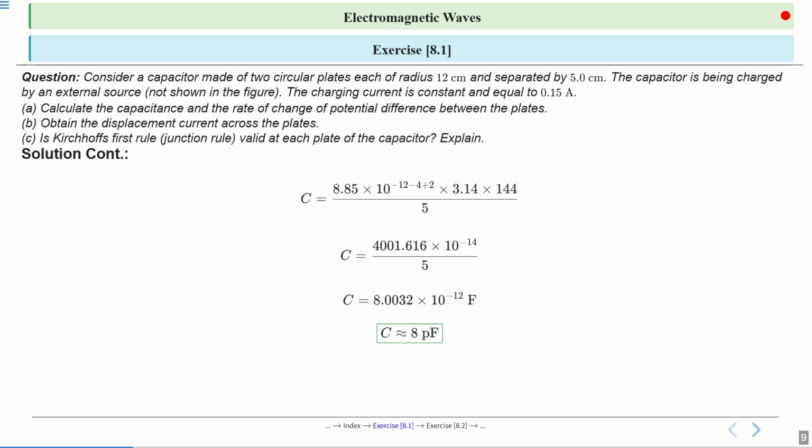10 raised power minus 12 is known as pico. So capacitance is approximately equal to 8 picofarad. Hence the capacitance of the given capacitor is 8 picofarad. We have calculated.